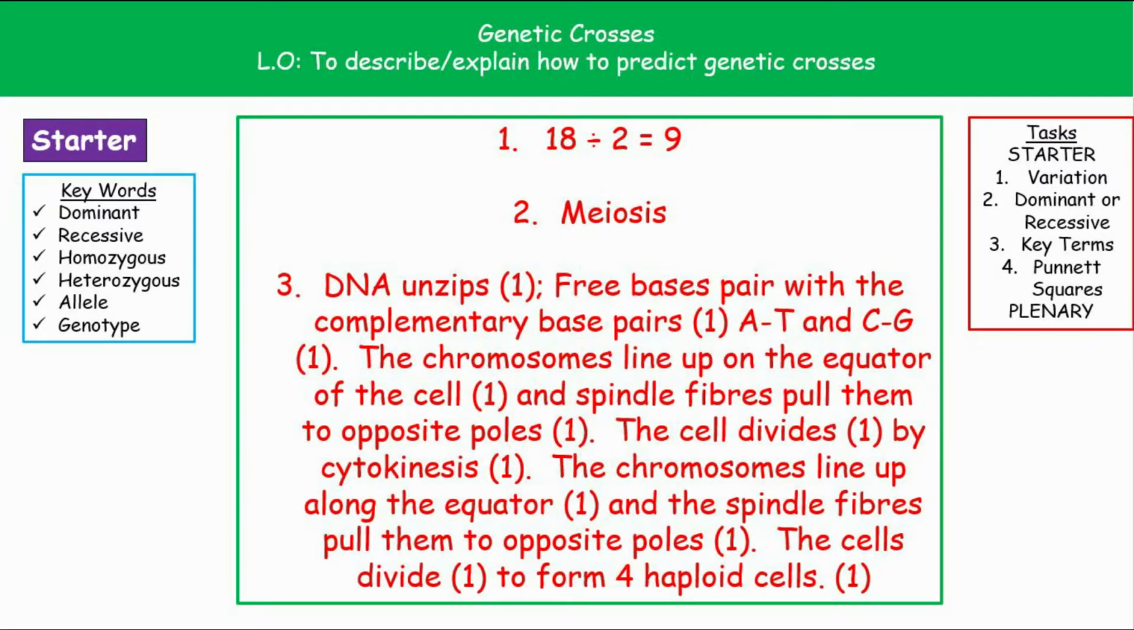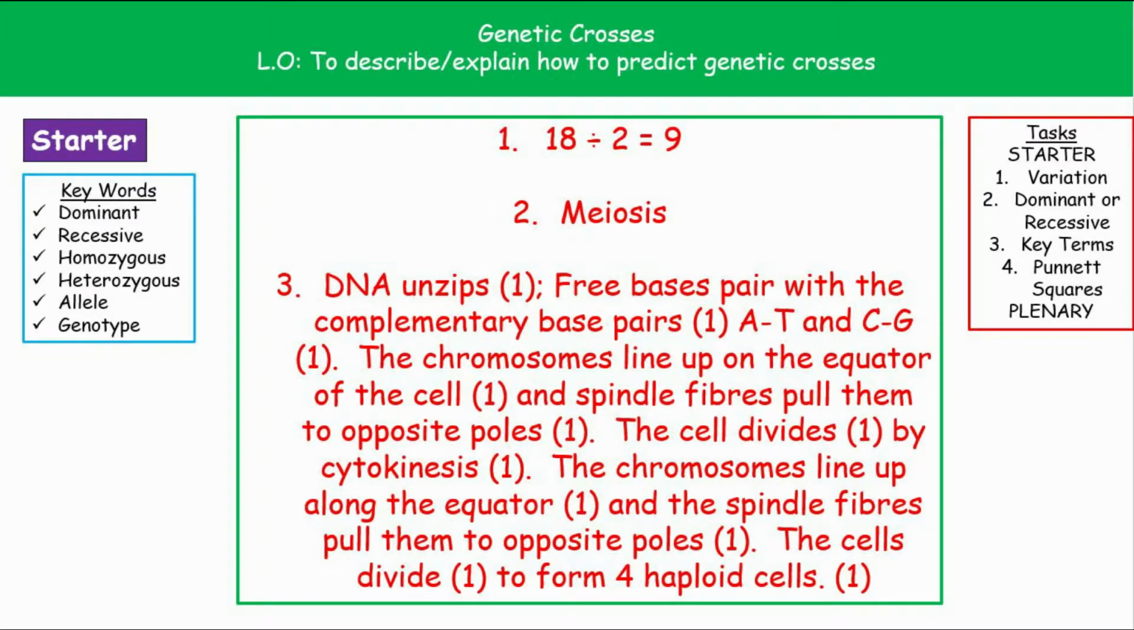Let's check those answers then. So for question 1, we know the total number of chromosomes in a body cell is 18, so to work out the number in a gamete we divide that by 2. So 18 divided by 2 gives us 9. Number 2, the answer is meiosis.